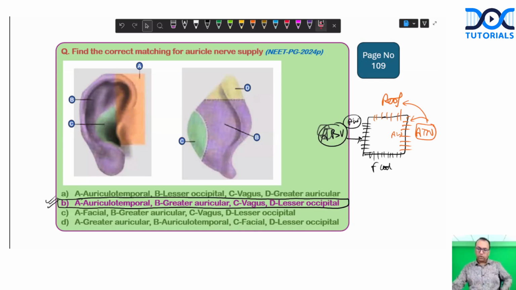So I hope you got the point. See, the floor and posterior wall is by vagus in the canal, and anterior and roof is auriculotemporal nerve. As per the diagram also, they are not only supplying the exterior, they are also going interior. Facial nerve does not have any sensation to be carried by the canal, as far as my knowledge. Maybe I'll have to look into the details.